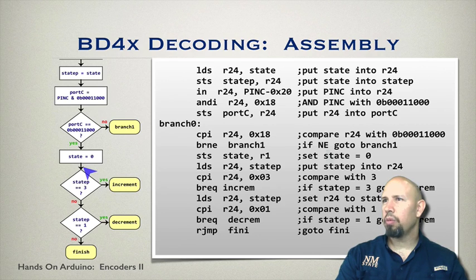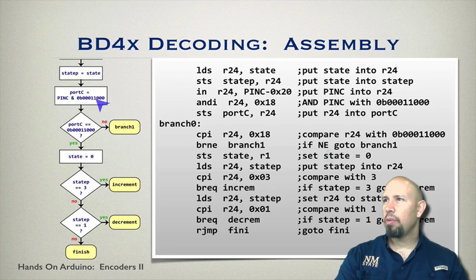The first thing that we're going to do is put the present value of the state into some place called state P. So we've defined a variable called state P. I'm going to take the present value of the state. This is entering the loop, so it's not actually the present value, it's the previous value of state. Put it into register 24, take register 24, put it into state P. So these two commands basically do this one command.